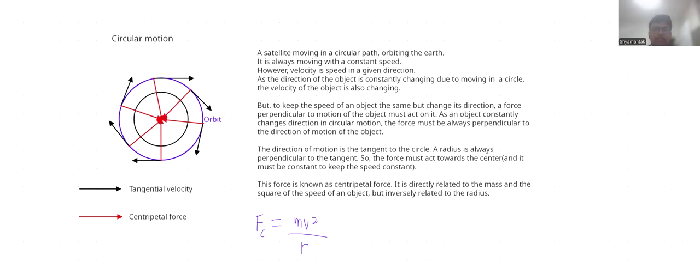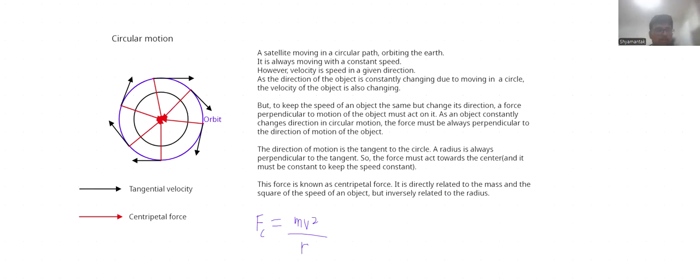Consider a satellite moving in a circular path, orbiting the Earth. It is always moving with a constant speed. But is it moving with a constant velocity? Let's consider. Velocity is speed in a given direction.